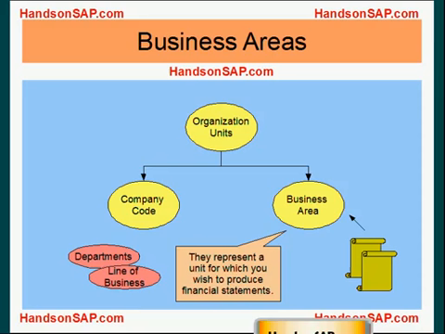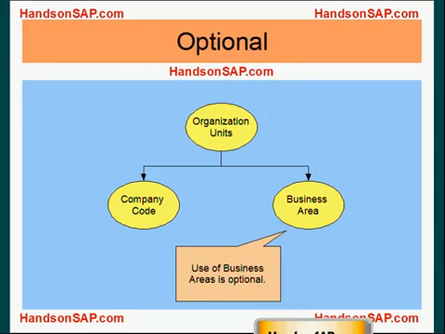Or if you want to create financial reports for each line of business, for example, you have maybe 5 companies in your organization, and each company is dealing with, let's say, 10 lines of business, and not only do you want to produce financial reports for each company, but you also want to produce financial reports for each line of business. Then you can create business areas representing lines of business. Okay, so the business area concept is something very flexible, and you can use it for any unit against which you want to produce financial statements. Okay, so use of business area is totally optional.